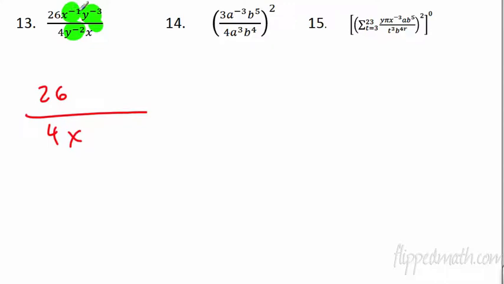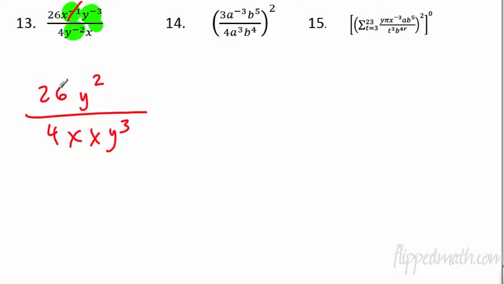So x to the negative 1 goes downstairs, becomes x to the positive 1. Y to the negative 3 becomes y to the positive 3 on the bottom. And y to the negative 2 in the bottom comes up top, and becomes y to the positive 2.